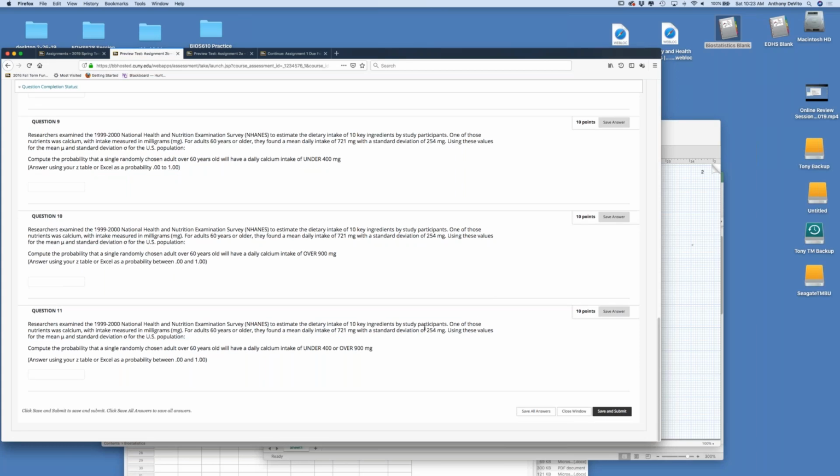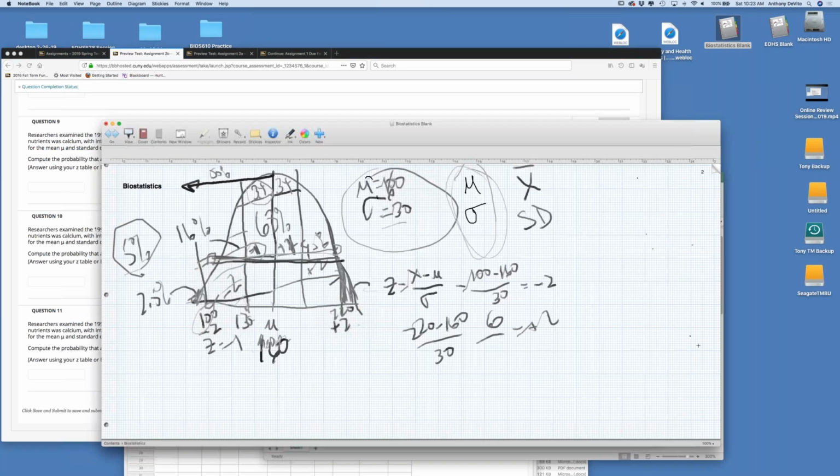Estimate dietary intake of 10 key ingredients. One of the nutrients was calcium, for adults 16 years, found a mean daily intake of 721. That's our mean, with a standard deviation of 254. Using these values for the mean and standard deviation for a population, compute the probability that a randomly chosen individual over 60 years will have a daily calcium intake under 400 or over 900. Okay, so let's see how we're going to do that.